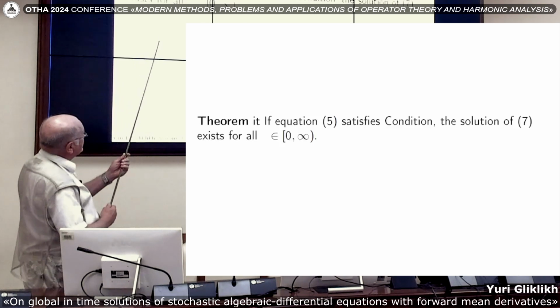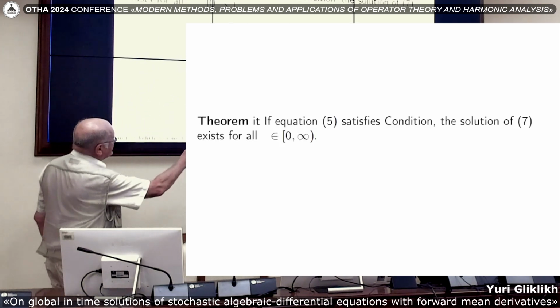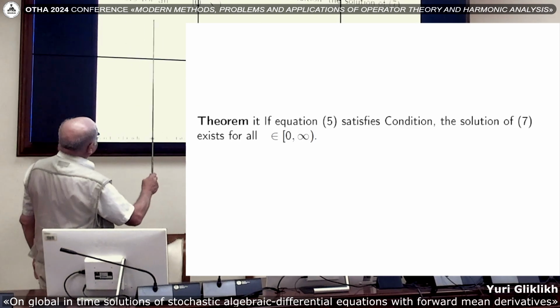Theorem. If equation 5 satisfies the condition, the solutions of 7 exist for all t.